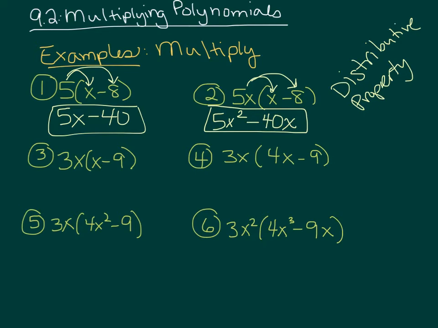So then number 3, I'm going to go ahead and distribute this 3x. I do 3x times 1x. That gives me 3 times x to the second. I'm also going to do 3x times minus 9. That gives me minus 27x. Once again, for these, you cannot do anything more. You keep it like this.